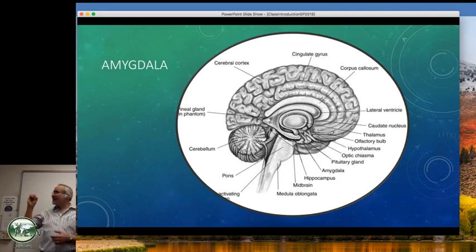It's a little thing called an amygdala. This is a part of the brain. Let's hit one more. Yes? Isn't that the processing part of the brain? Processing a particular thing. What does it process?